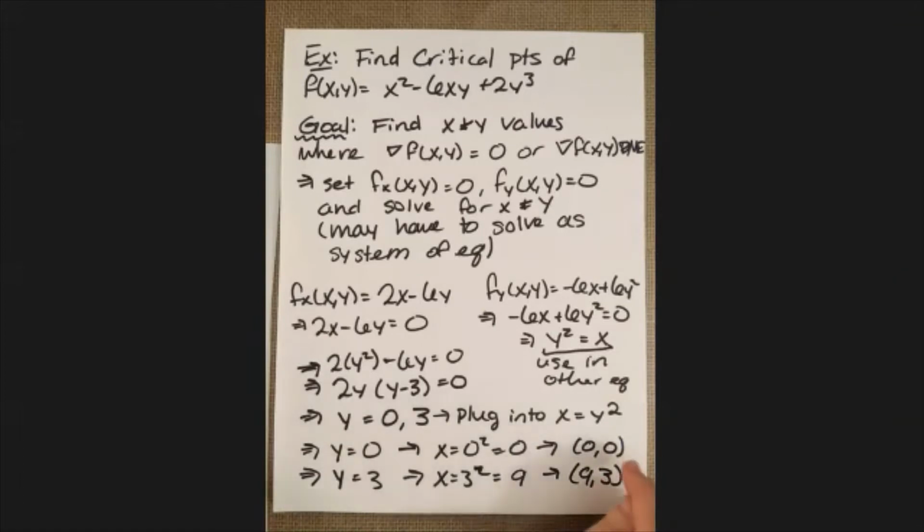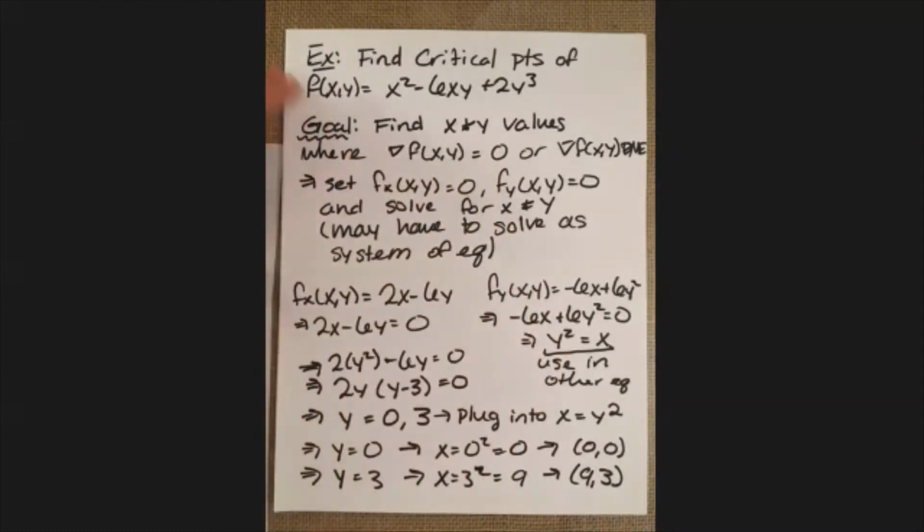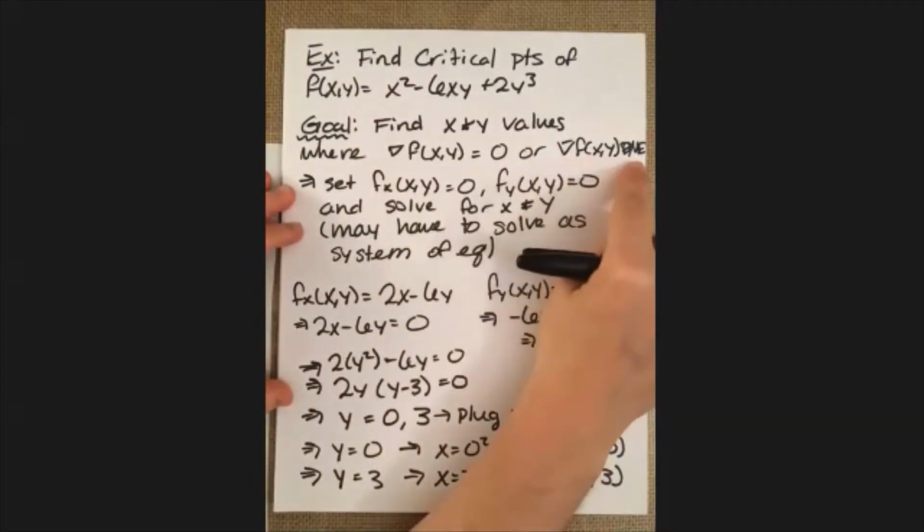So these 2 points right here are definitely going to be critical values for our function here, because when we plug them in, we do wind up with the gradient being equal to 0. But it is possible that these are not the only critical values because we also have to consider the does not exist case.